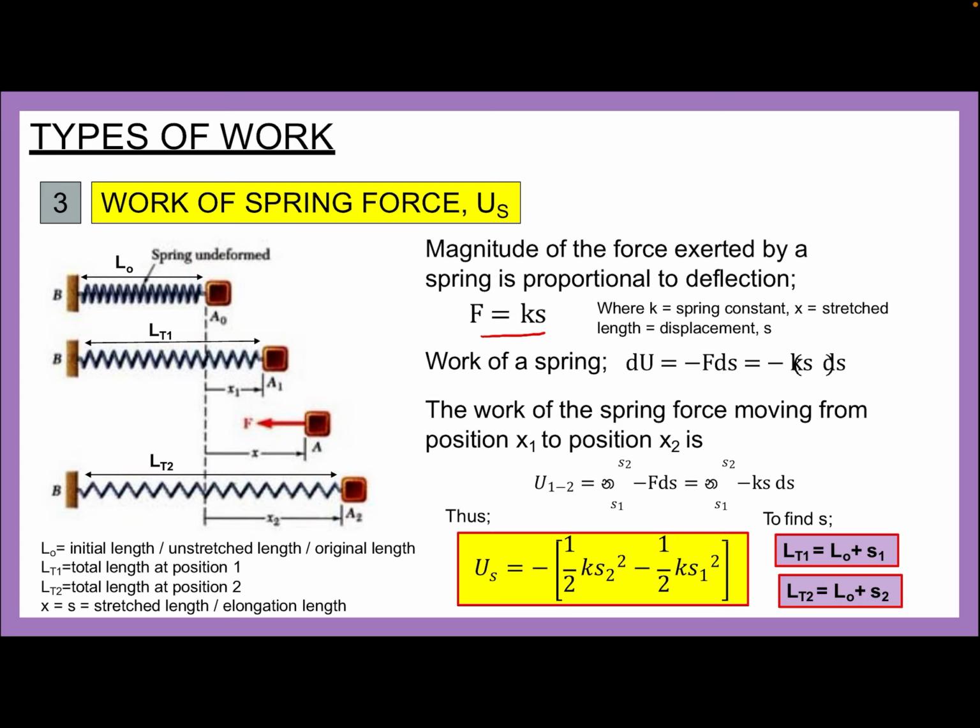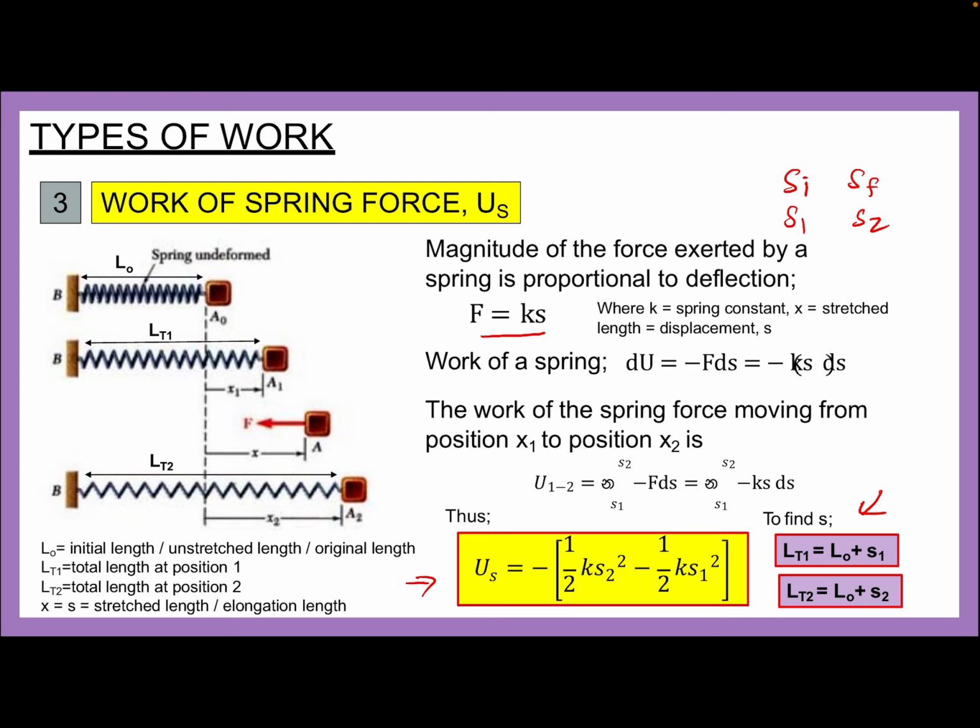From the equation, we have two positions, S initial and S final, or S1 and S2. So the work of the spring becomes Us equals negative half K S2 squared minus half K S1 squared. To find S, we use this formula: total length LT1 equals L naught plus S1, and LT2 equals L naught plus S2.